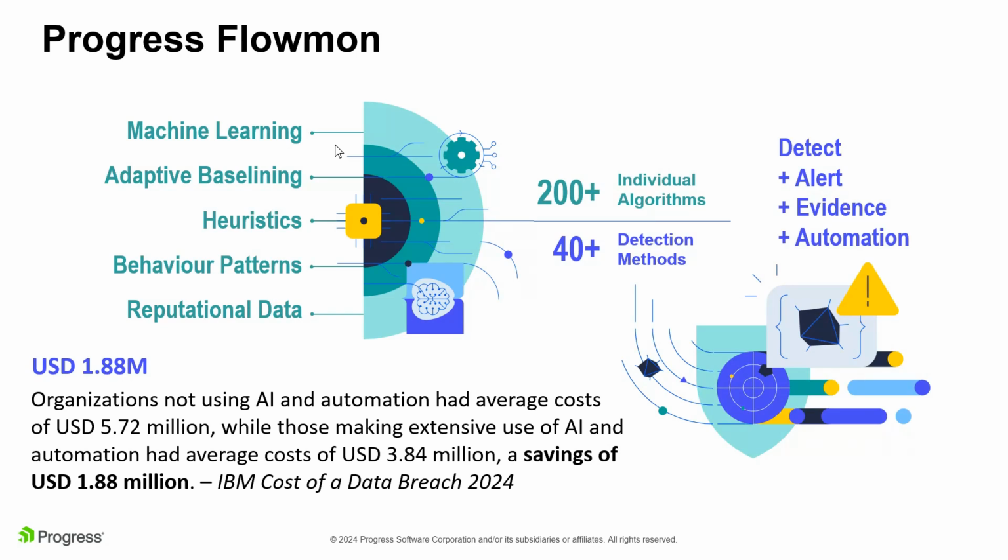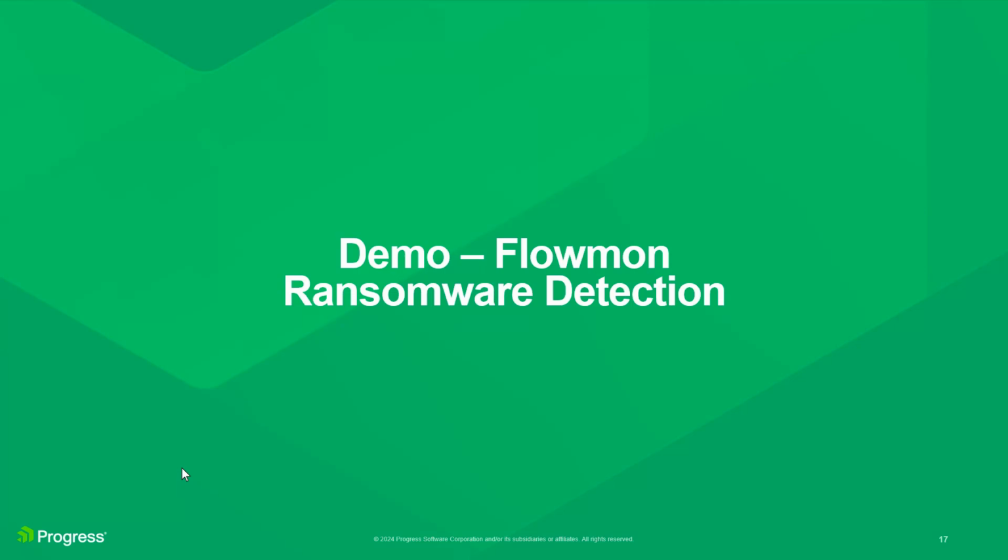Heuristics, behavioral patterns, reputational data. All this is like 40 detection methods and 200 individual algorithms, and its goal is to make sure that when we tell you something's bad, something's bad. So with the average cost of around $5 million in a breach, the ability to reduce the time it takes to detect and react can end up saving you millions of dollars. So we're going to go into a demo now on Flowmon.